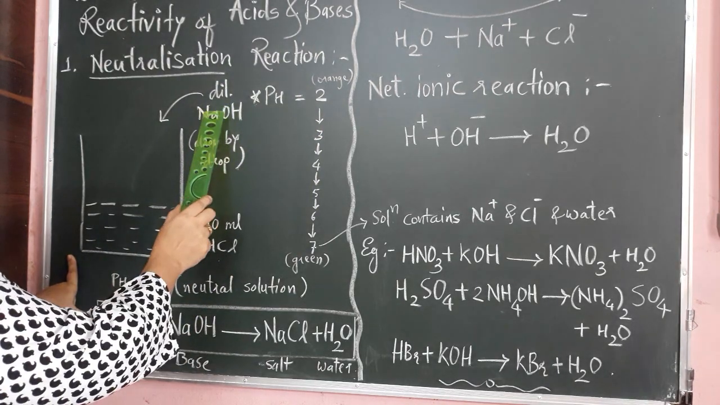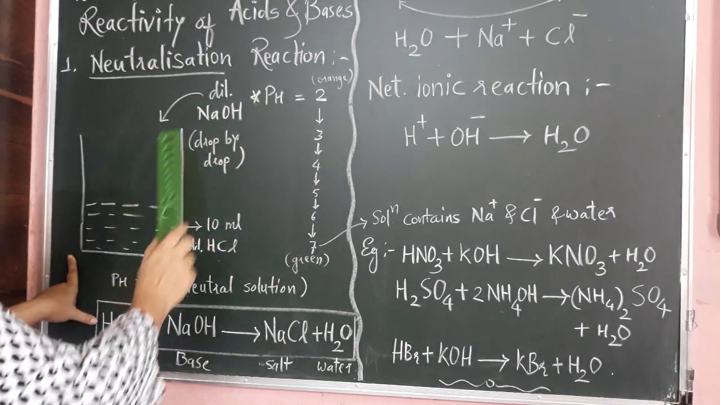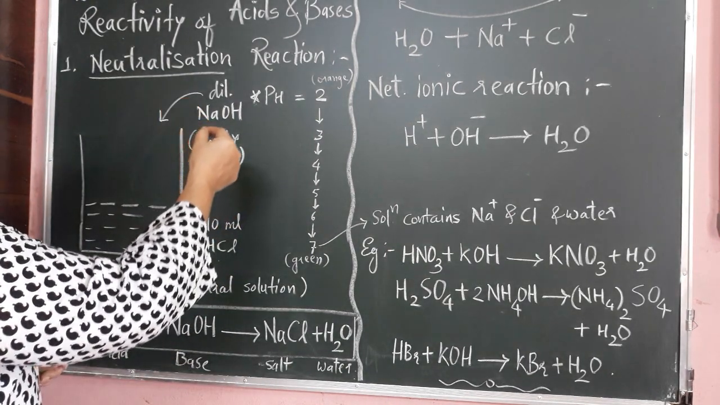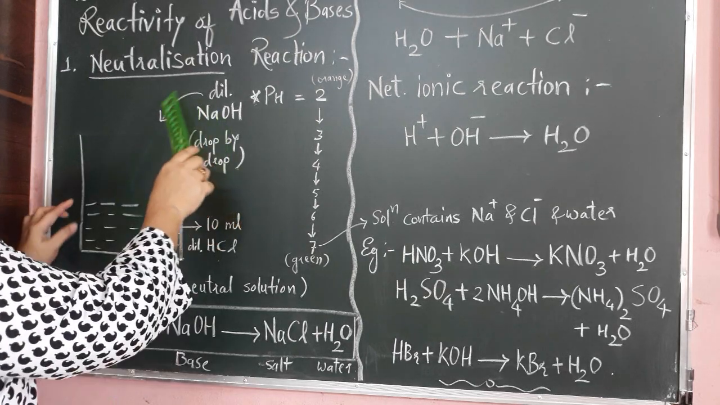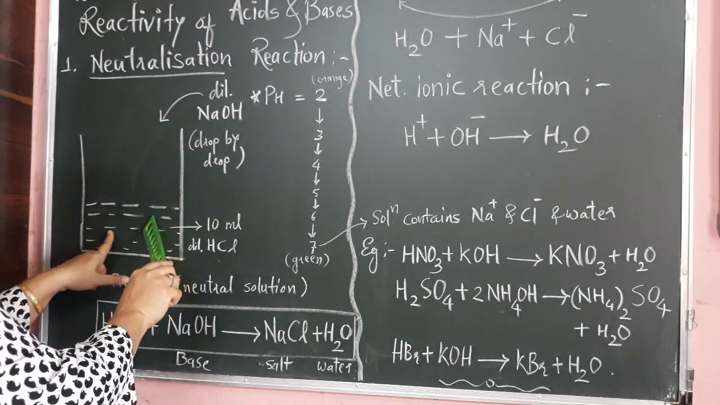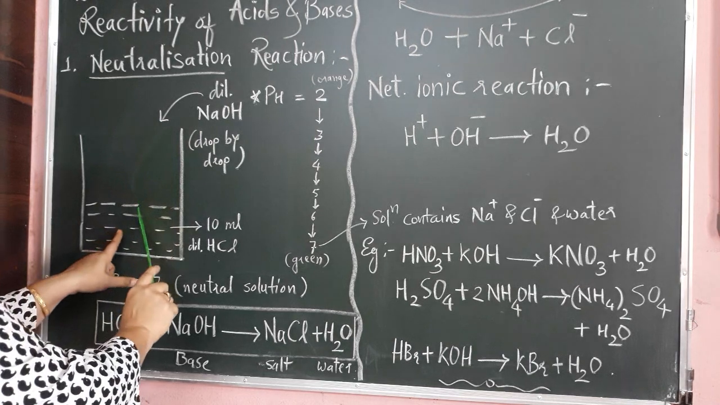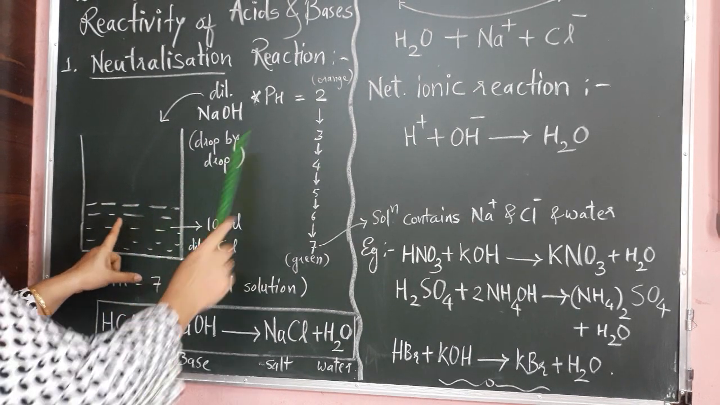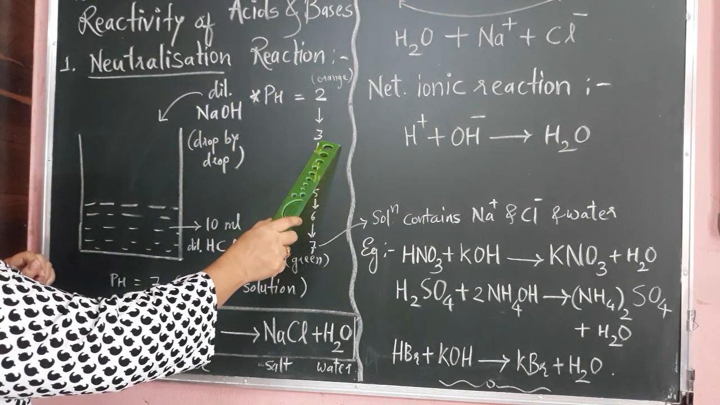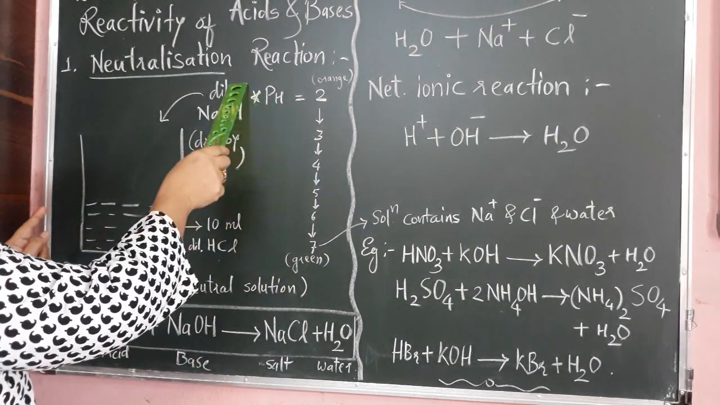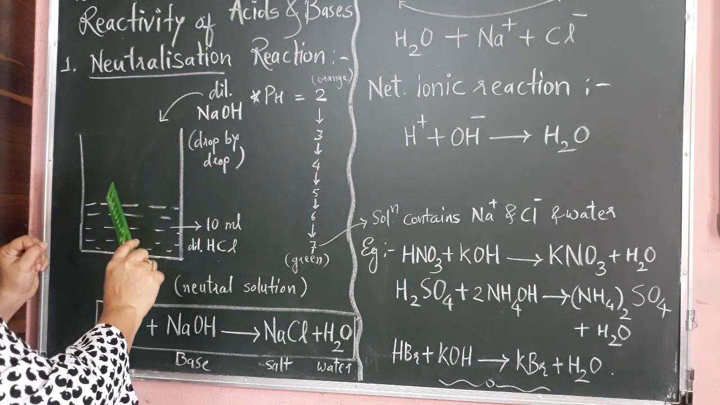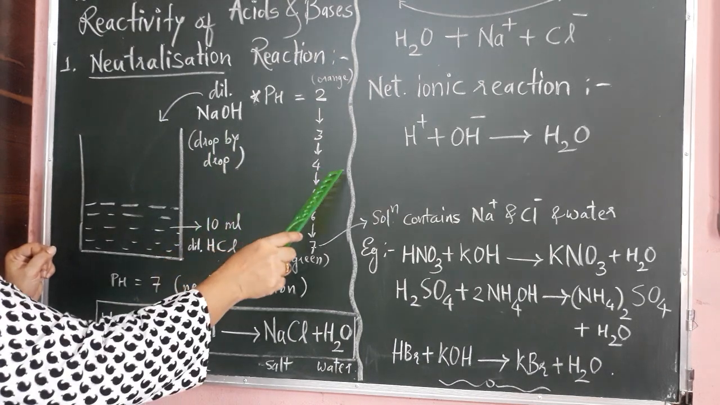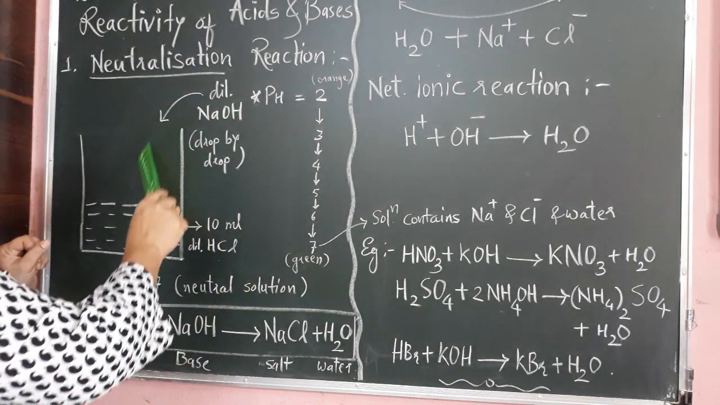Then we take dilute NaOH solution, sodium hydroxide solution, and with the help of a dropper we put some NaOH drop by drop into the HCl solution. Again we stir the mixture and we measure the pH. We will find the pH is 3. We continue to add the NaOH to the HCl solution. Again measure the pH, it will be 4. We continue to add it.